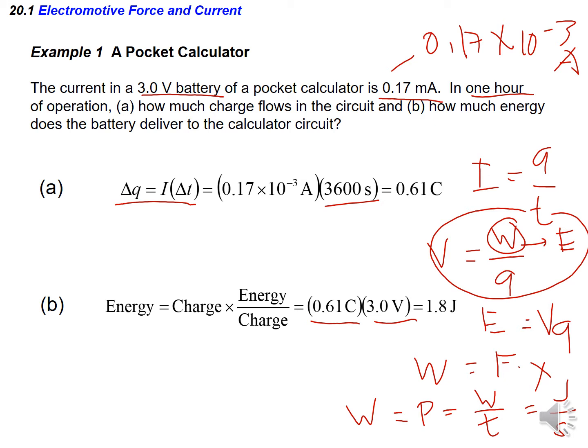So we're going to use that formula to solve letter B. So energy is equal to the value of charge, which is 0.61 coulombs. So that's the computed value of charge on letter A. And then the value of the potential difference is 3.0 volts. So this is given in the problem. So 0.61 coulomb multiplied by 3 volts, so that is equal to 1.8 joule.